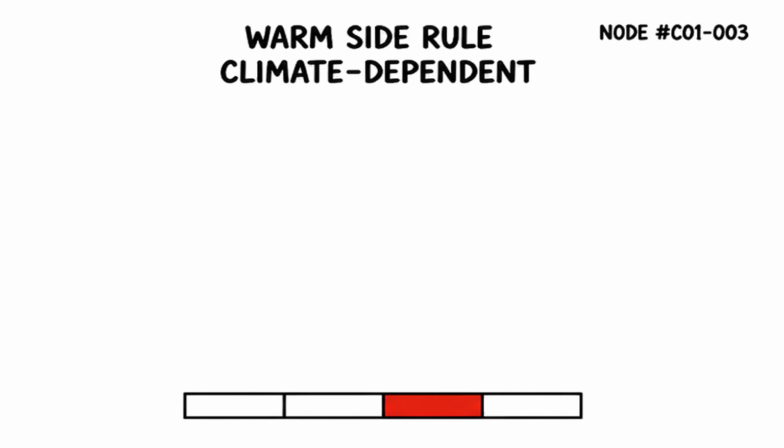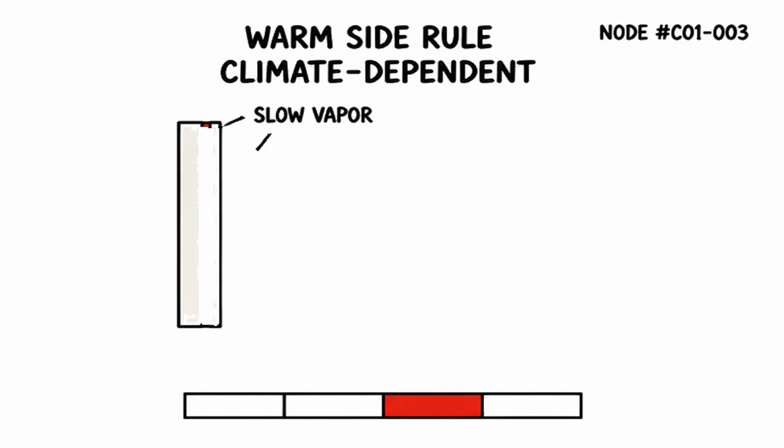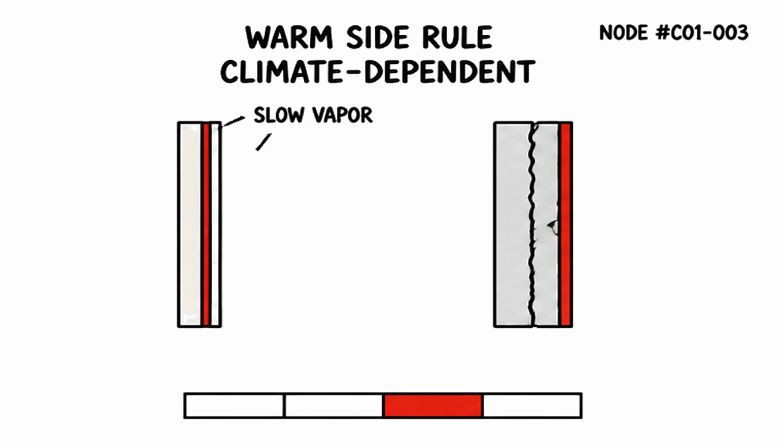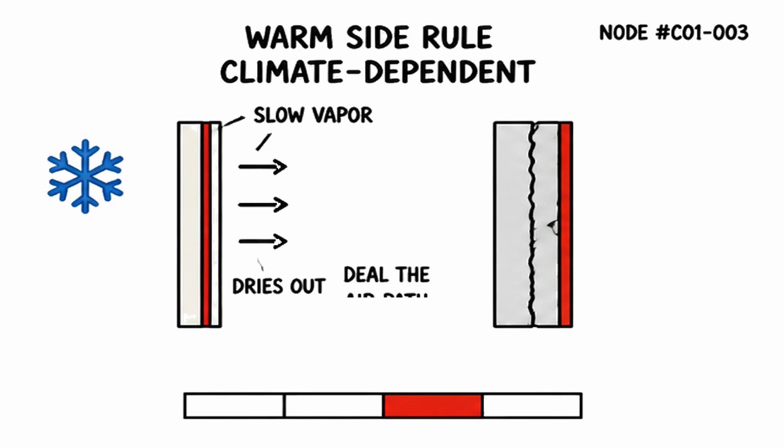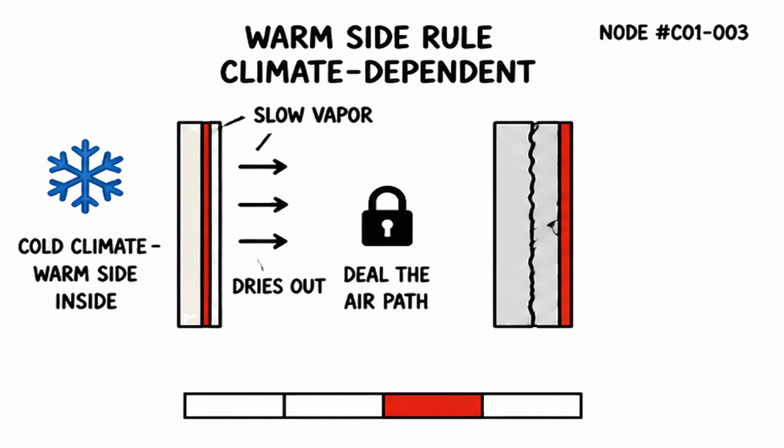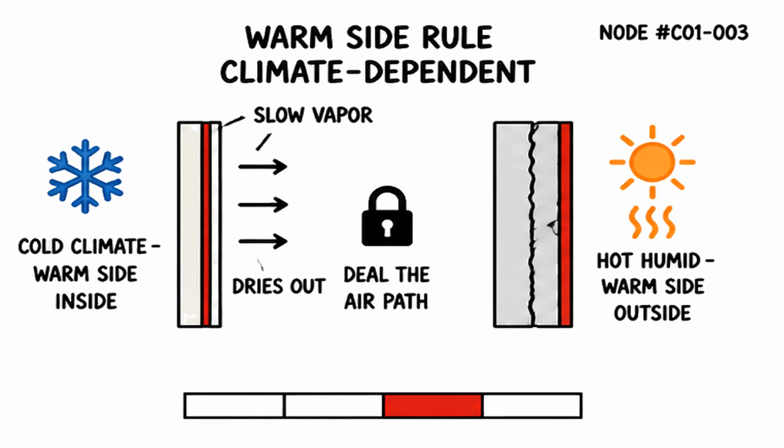The design principle used worldwide? The warm side rule. Slow the vapor on the warm side, keep the cold side open enough to dry out, and seal the air path. In cold climates, the warm side is inside. In hot, humid climates, it flips. This is climate dependent.